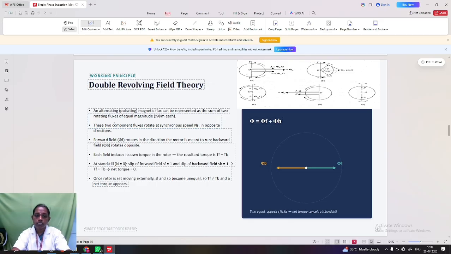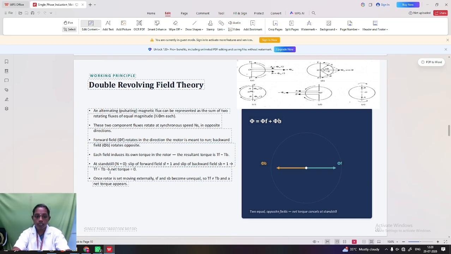We have split the flux into two components, forward field and backward field. The forward field rotates in the direction in which the motor is meant to run. The backward field rotates in the opposite direction. Each field induces its own torque in the rotor, but the resultant torque will be the difference between the two because both are in opposite directions. So we get the resultant torque Tf minus Tb.